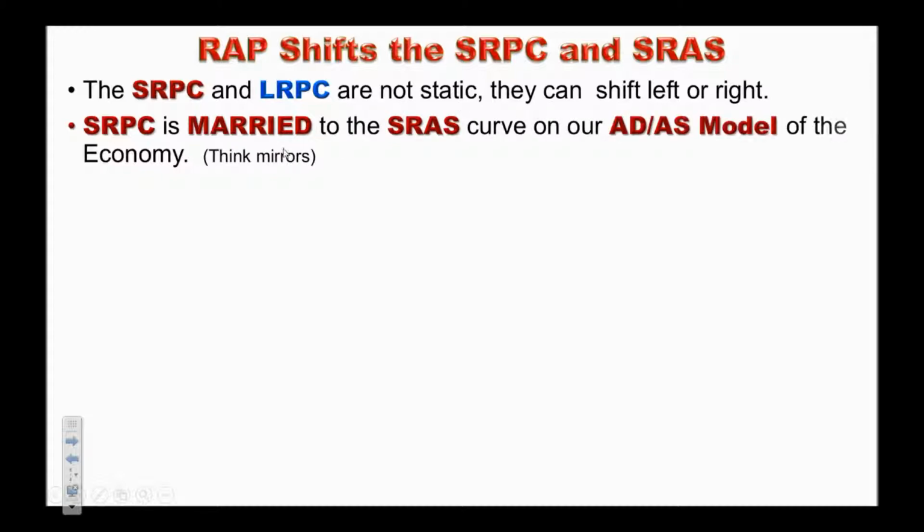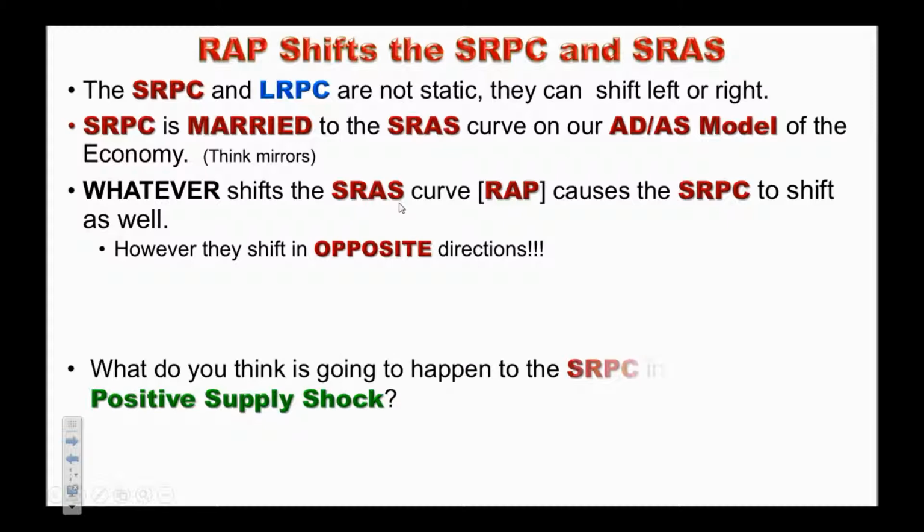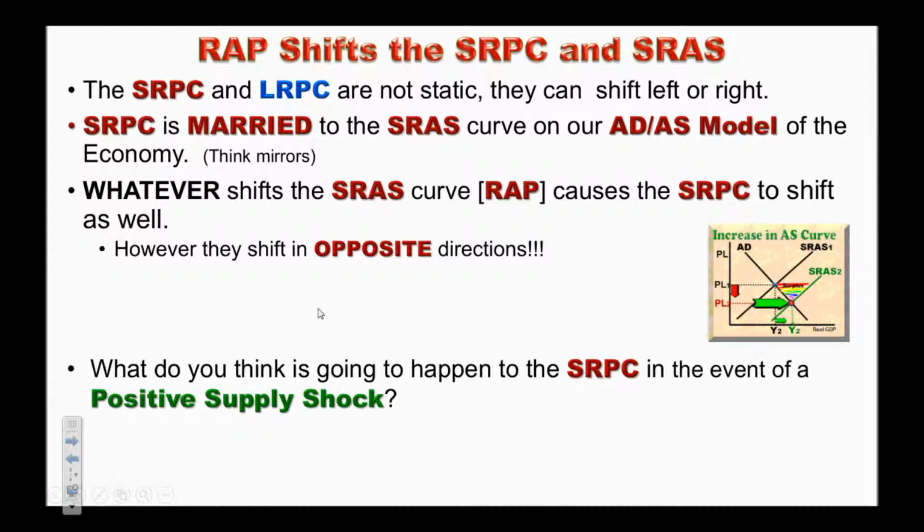Okay? The short-run Phillips curve is absolutely married to the short-run aggregate supply curve. They're going to move for the exact same reasons. They're just going to move in opposite directions. Okay? So whatever shifts the short-run aggregate supply curve, resource costs, actions of the government, productivity changes, those will also cause the short-run Phillips curve to shift as well. All right, and we already talked about they shift in opposite directions. So we're gonna move on to the next slide, and we're gonna demonstrate those shifts.